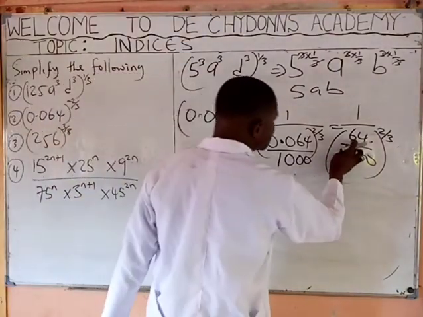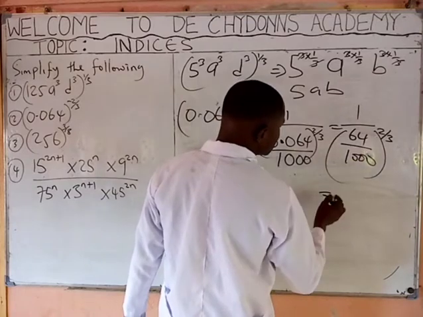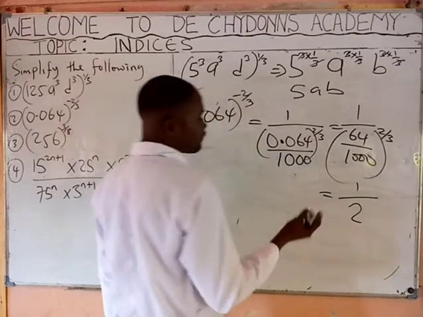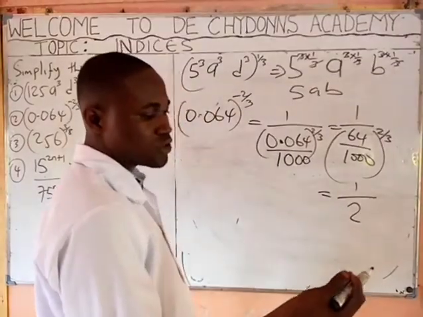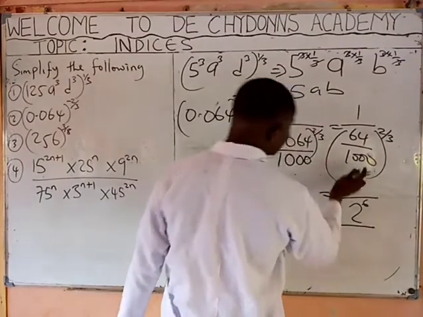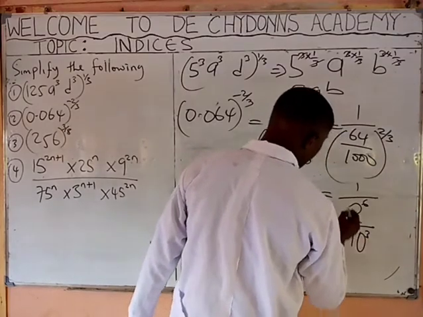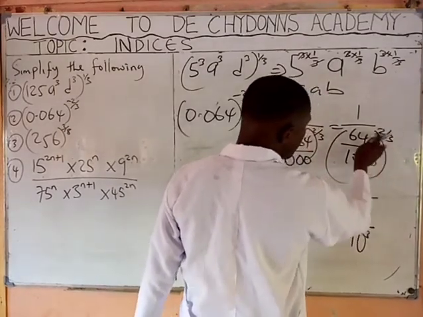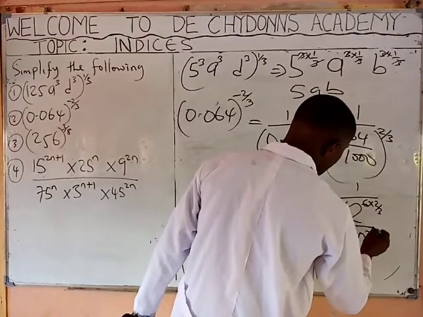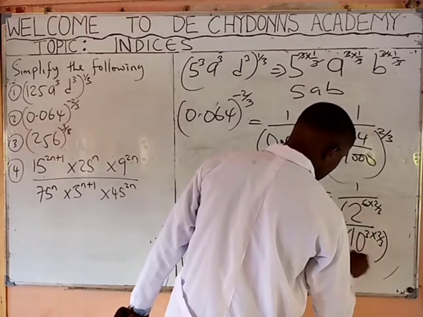Now, change 64 to basic index form. That will be giving us 2 times 2, 4 times 2, 8 times 2, 16 times 2 times 2, so 2 raised to the power of 6. All over, change 1000 to basic index form. It will give you 10 raised to the power of 3. So this power will go into each and every one of them, times 2 over 3, times 2 over 3.